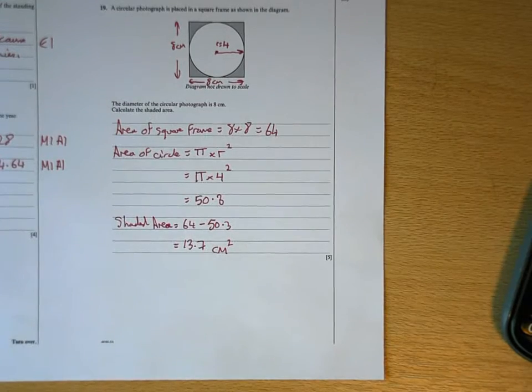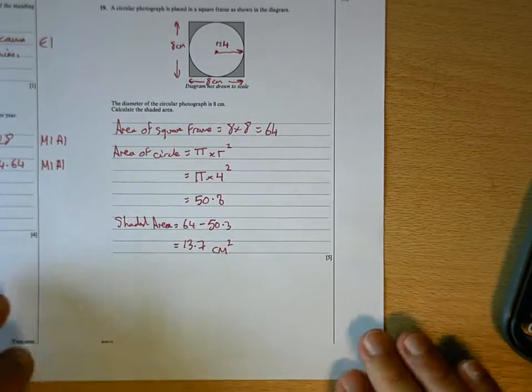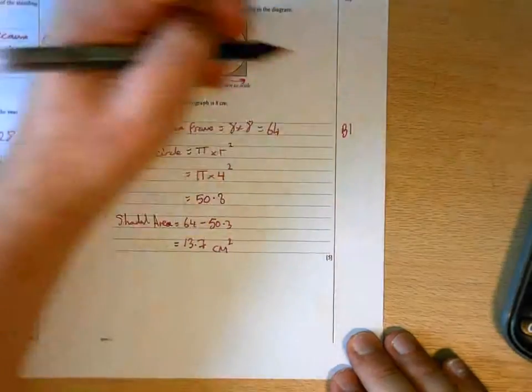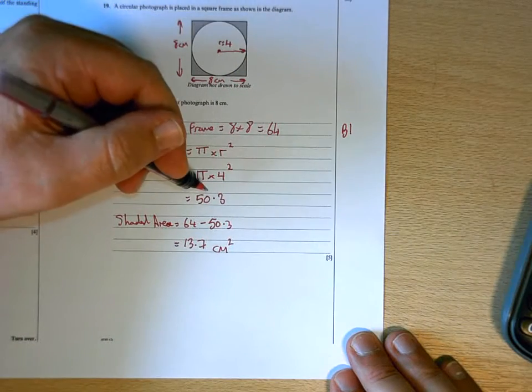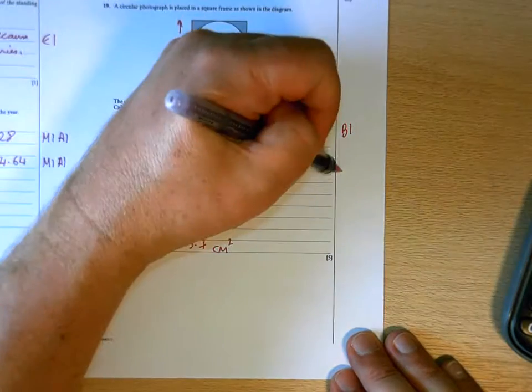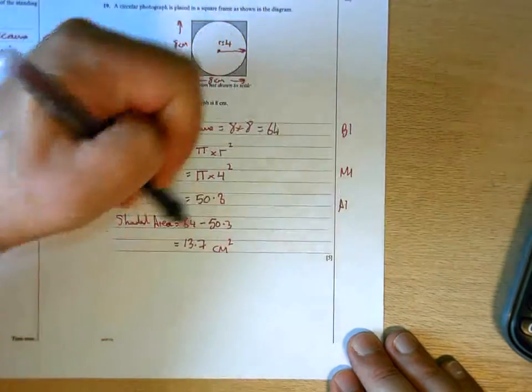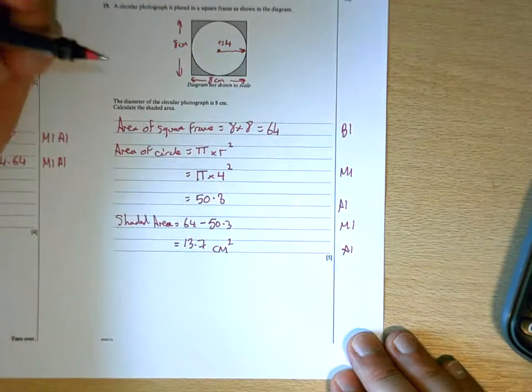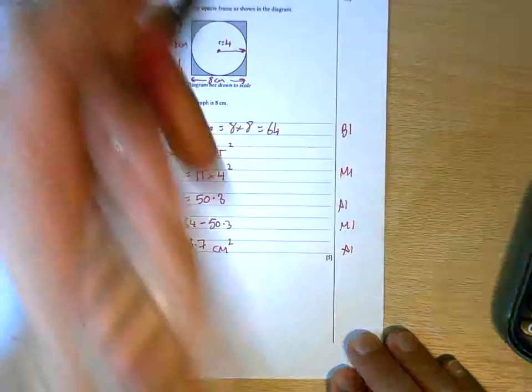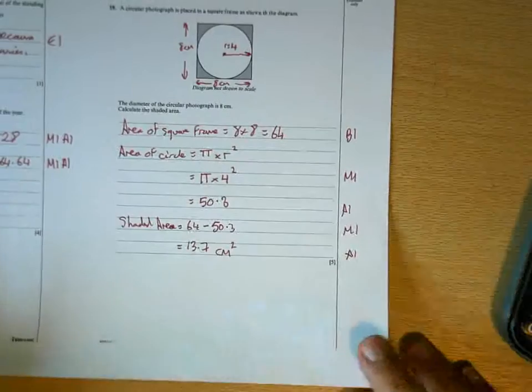Okay, so you have 5 marks for that question. You're going to get 1 mark for the area of the frame. You're going to get 2 marks for working out the area of the circle. You're going to get 1 mark for the subtraction and 1 mark for your final answer. 1, 2, 3, 4, 5. And that's it. That's the 100 marks for that paper.